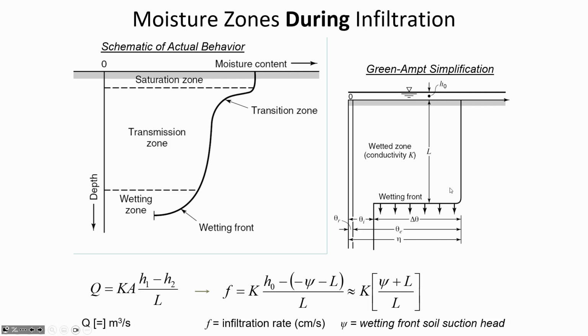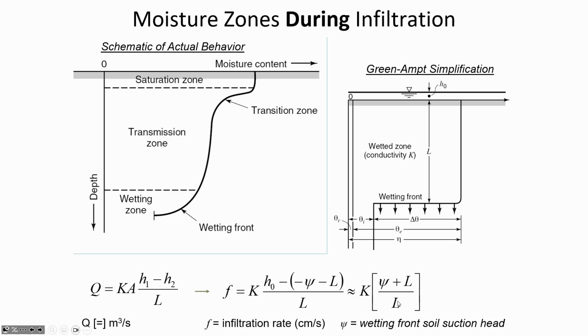It's gravity and suction. Then we can estimate the infiltration rate at a given instant in time based on how deeply the wetting front has already penetrated. So it's approximately, the infiltration rate is the hydraulic conductivity multiplied by the wetting front soil suction head plus the infiltration depth, divided by the infiltration depth.